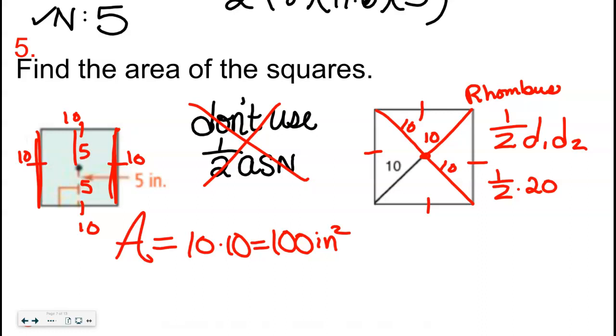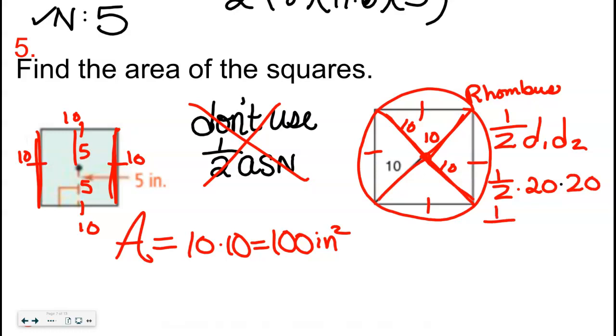Like if you put it in a circle, watch. If I trapped it in a circle, all of these are radiuses of the circle. They're all 10. Okay? So instead of doing it the long way, I would do a half of 20 times 20, and it's just 200. So I would shorten the squares up. We're going to write that on the bottom of our sheet, okay?